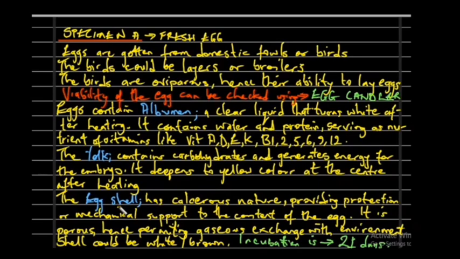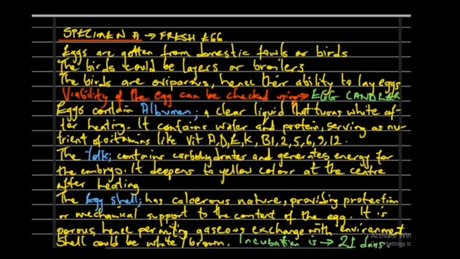This eggshell is responsible for providing mechanical support to the components of the egg, preventing them from getting exposed to the surrounding. So the eggshell has calcareous nature, and it provides protection or mechanical support to the content of the egg. And it is porous as well. As much as it is mechanical in function, it is also porous, and this porosity of it permits the gaseous exchange of the egg with the surrounding. So shells could be of white or brown color. The shells could be either white or brown in color.